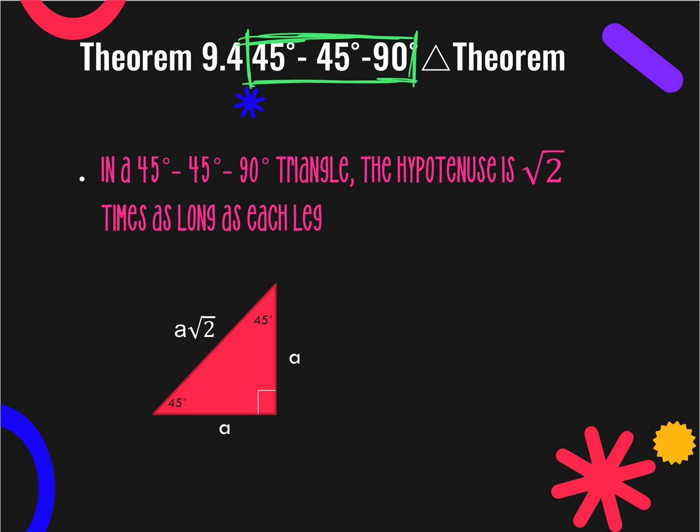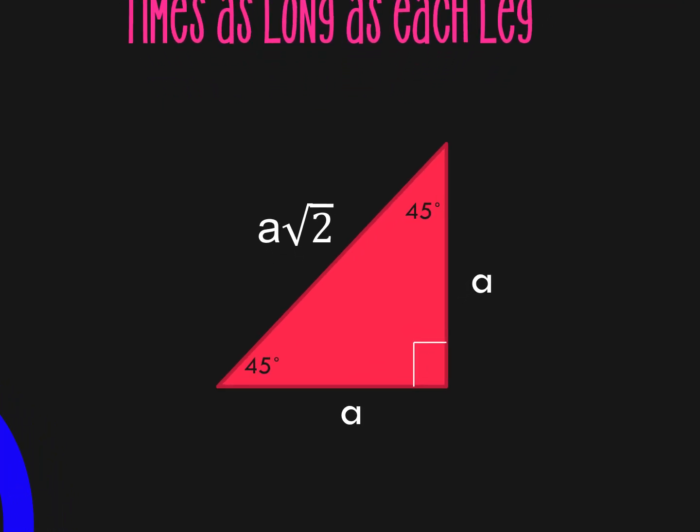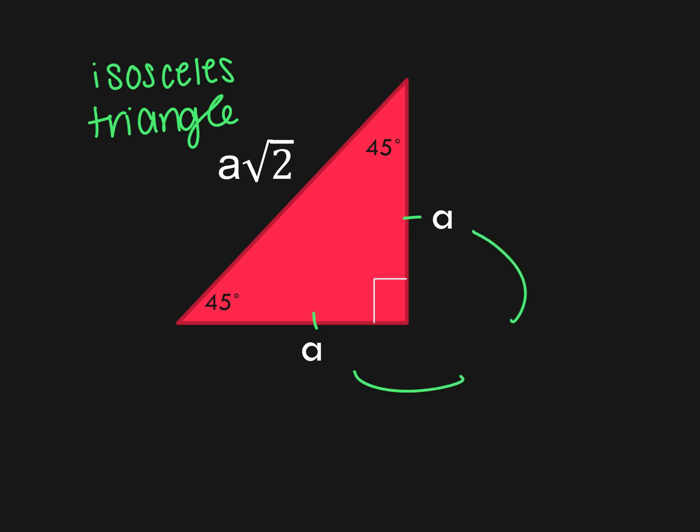In a 45, 45, 90 triangle, the hypotenuse is the square root of 2 times as long as each side. If you're looking at this diagram, something we should know is that a 45, 45, 90 triangle is an isosceles triangle. So we know it's an isosceles triangle, and that means these two segments right here are always going to be congruent.